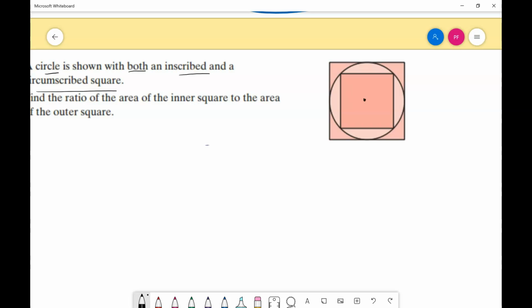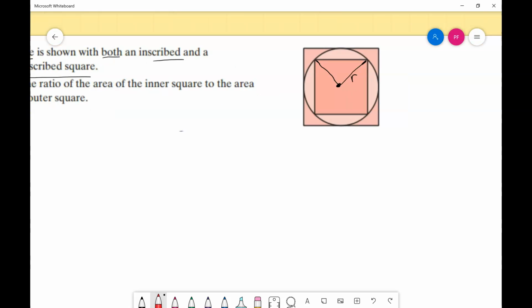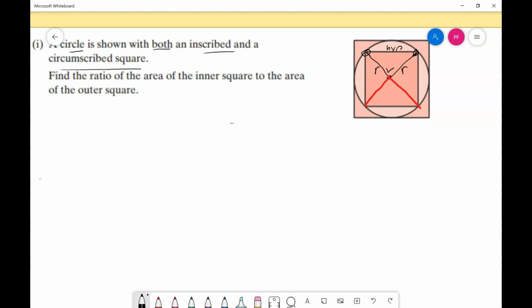So I know the distance from the center of the circle to the edge of the circle is r. If I continue that out here, because this is a square, I know that the diagonals of a square are going to cross each other at 90-degree angles, or perpendicular angles. So I know that's 90 degrees. I know that's r, and I know this length here would be the hypotenuse of that triangle. So let's work out what that side is.